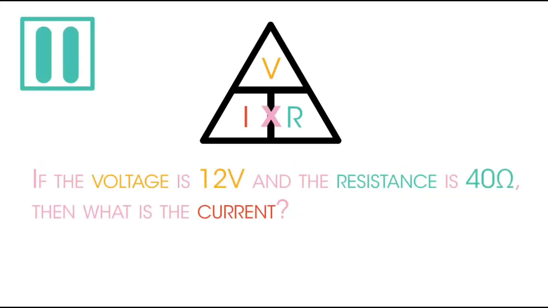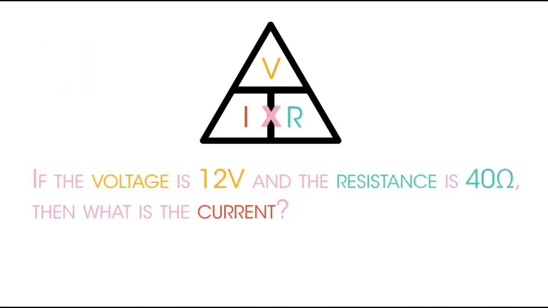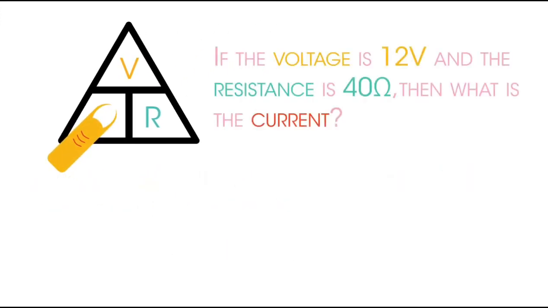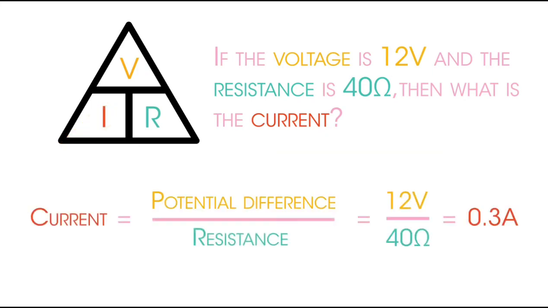Pause the video and give it a go. Did you get 0.3 amps? We're trying to find the current, so we need to rearrange the V equals IR equation to see that current is the potential difference divided by the resistance. See, it's very easy substituting values into the V equals IR equation.